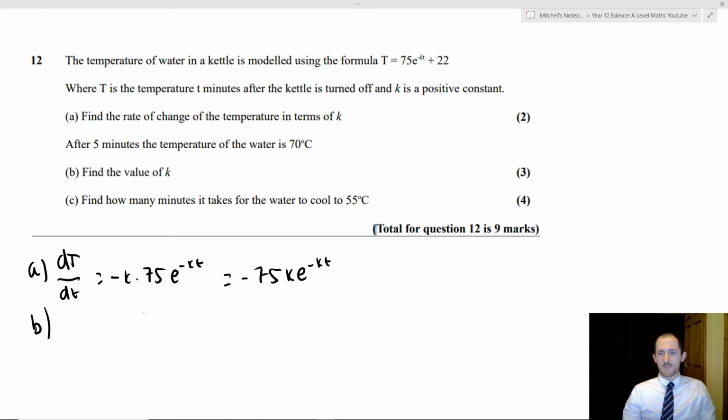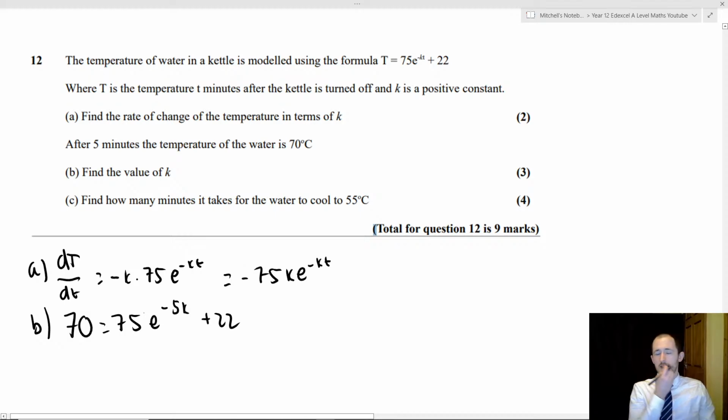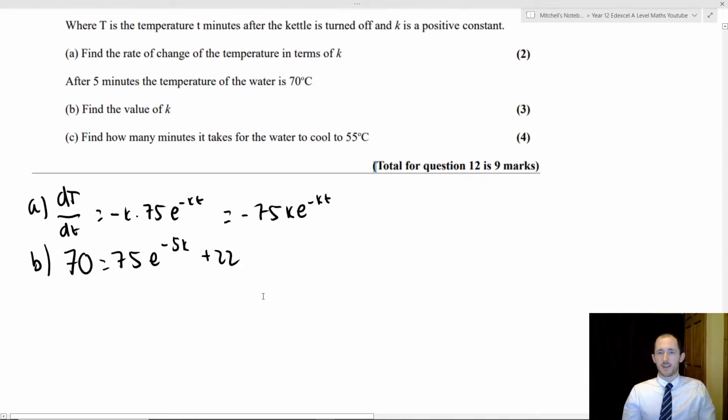Part B. After 5 minutes, the temperature of the water is 70 degrees. So what we're saying is 70 degrees equals 75 e to the minus, how many minutes was it, sorry, 5k plus 22. Also, this plus 22 should make sense if you think about it. That's room temperature. The temperature of the water should never go below room temperature. So these maths equations, they do put some thought into it. They don't pull numbers out of thin air.